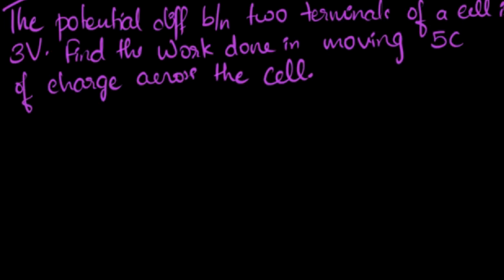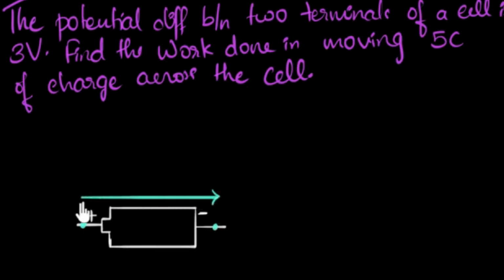We have a cell. Let's say this is our cell. And it's given that across the ends of the cell, across the terminals of the cell, the potential difference is 3 volts. And to calculate work done from this number, we need to first understand what this number really means.